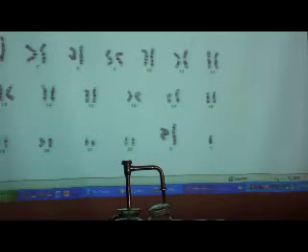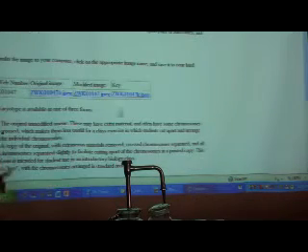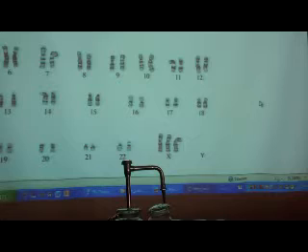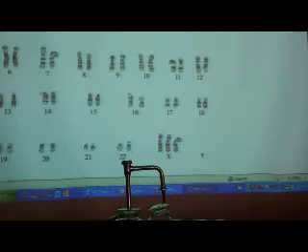Can there ever be 2 Y's and 1 X? Never. There's 3 X's. Okay, female. But wait a minute, let me see if they give more information. I don't know much about this one. I honestly don't know.